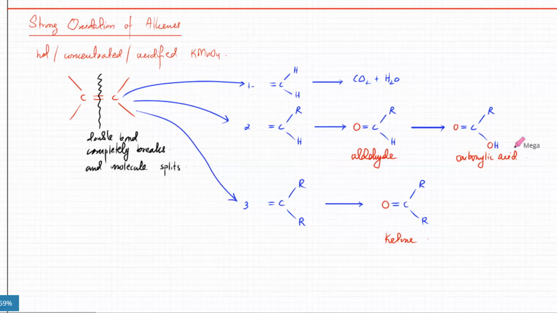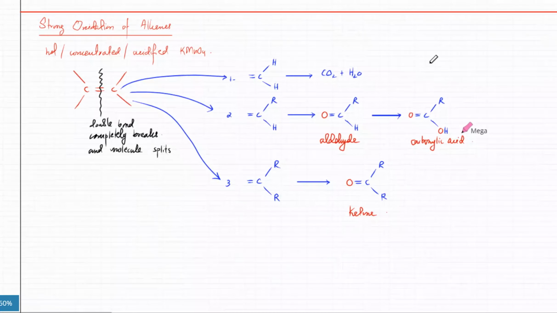Now counting H's is difficult because in skeletal formulas they don't show H atoms, so it's a lot easier to actually count the carbon chains. So the relatively easier way to remember this is that if the double bonded carbon atom has two carbon chains, it turns into a ketone. If it has one carbon chain, it turns into a carboxylic acid. The reaction is not going to stop at aldehyde. And if it has no carbon chains, it turns into carbon dioxide and H2O.